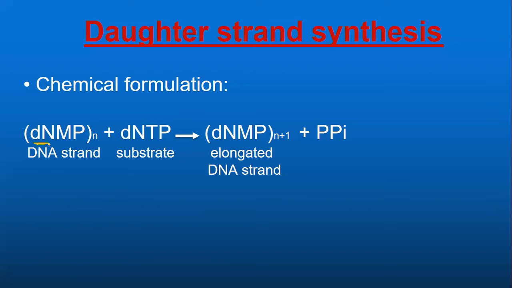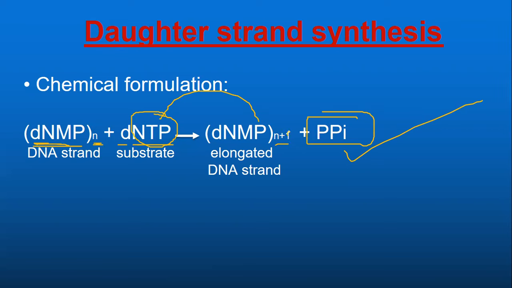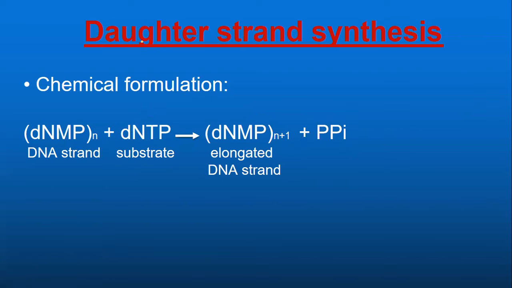DNMP means deoxyribonucleotide monophosphate. N represents number. DNTP means deoxyribonucleotide triphosphate. So 3 phosphates are coming. Out of 3 phosphates, only 1 phosphate will be added. How many phosphates are left out? 2 are left out, released out. So it becomes N plus 1. Later another DNTP will come. It will become N plus 2. Another DNTP will come, N plus 3. Like that, billions and billions of nucleotides will be added.